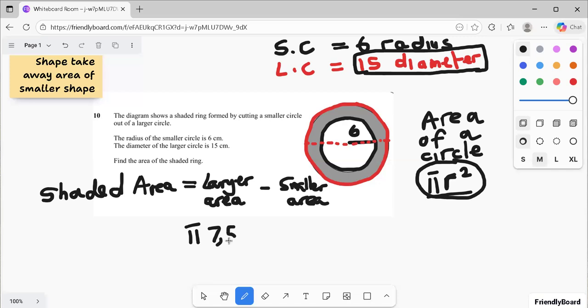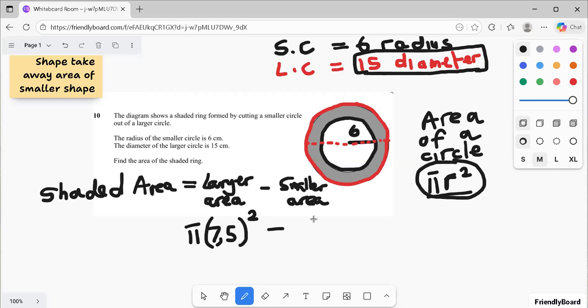So then here I write 7.5, then I say squared, and I say take away. Now I'm working out the area of the smaller circle. The formula for the area of a circle doesn't change, whether it's smaller or larger, it remains the same, pi r squared.